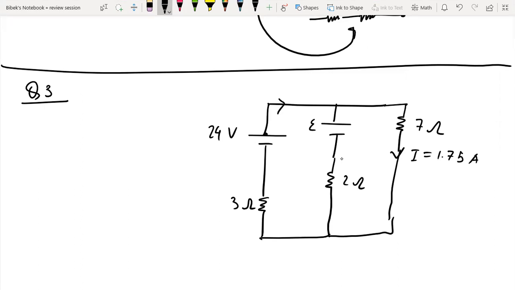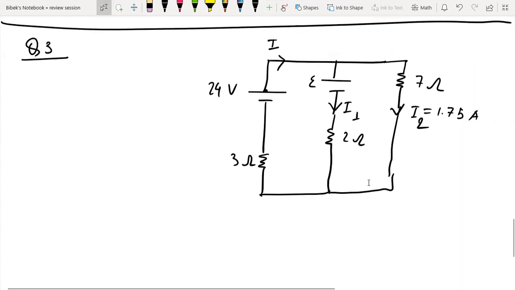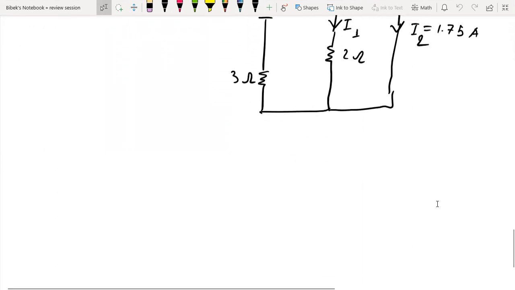I think this current is also given to you. Oh no, it's not given. So let me call it I. Let me call this one I1, this one I2. So how do you solve this one? You make loops. Usually what I do is I make 2 loops, and from there I can solve this one using Kirchhoff's law.